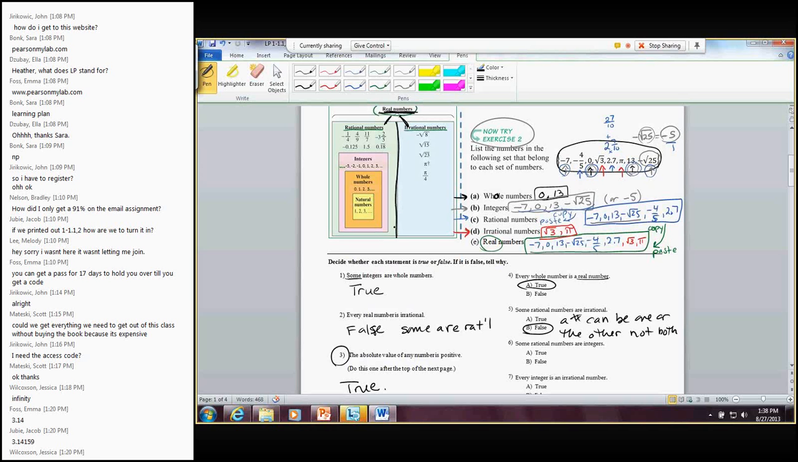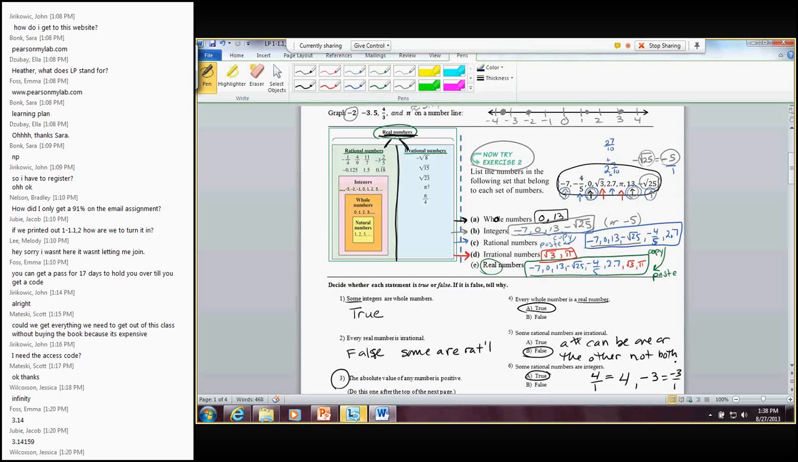Very good. Number 6: Some rational numbers are integers. Good. True. You don't have to write this, but a rational number like 4 is an integer. 4 over 1 is 4. I could do -3. That's -3 over 1. And so forth. Okay, 7, last one.